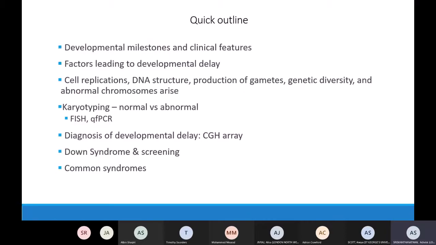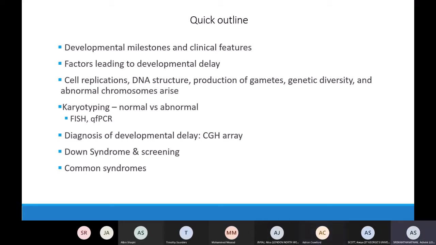So just a quick outline of my session. I'll be covering developmental milestones and clinical features, factors leading to developmental delay, going over the basics of the genetic stuff, like cell replication, DNA structure, the production of gametes and all that. Very briefly, I'll go through karyotyping and the different techniques used, and then go through Down syndrome, the screening, which Elise has actually gone through very briefly in her session as well. And then I've listed a few of the common syndromes as well.